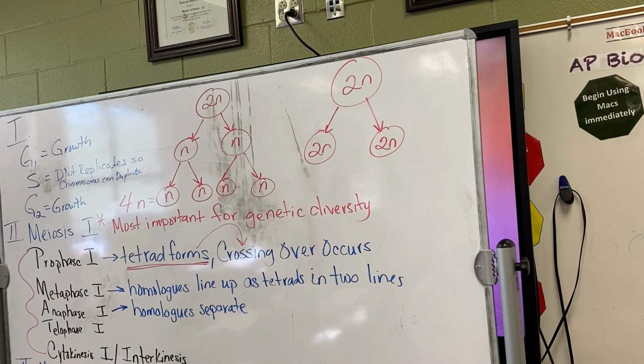See the difference? How many cells do you end mitosis with? Are they diploid or haploid? Are they identical or non-identical? All right. How many cells do you end meiosis with? 4. Are they diploid or haploid? Haploid. Are they identical or non-identical?